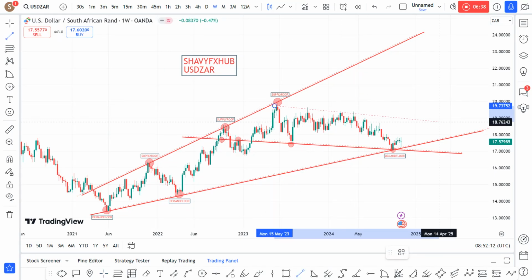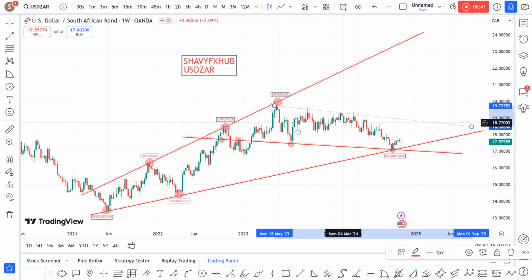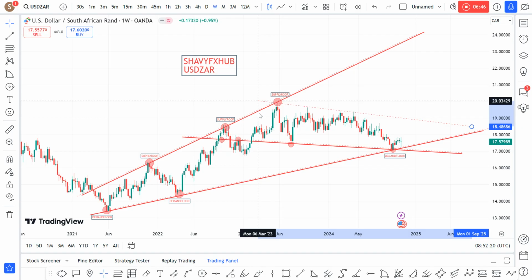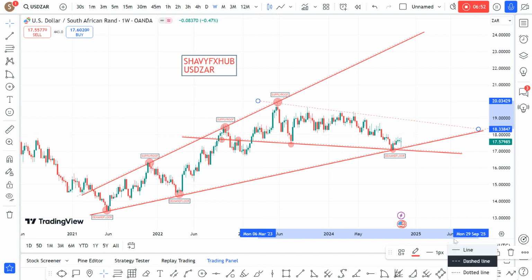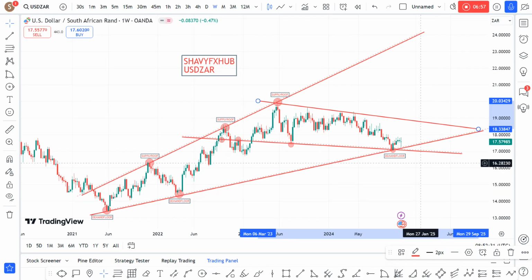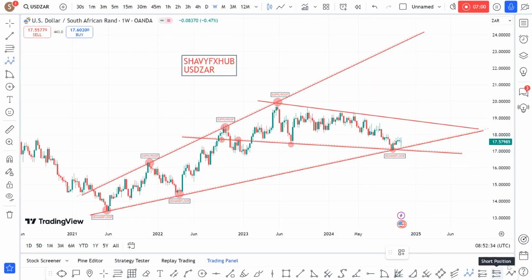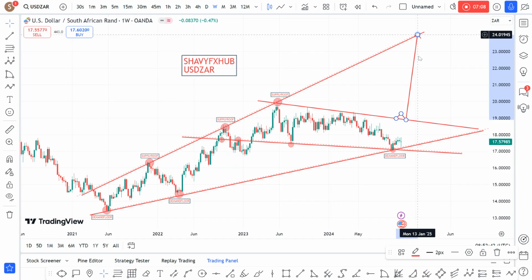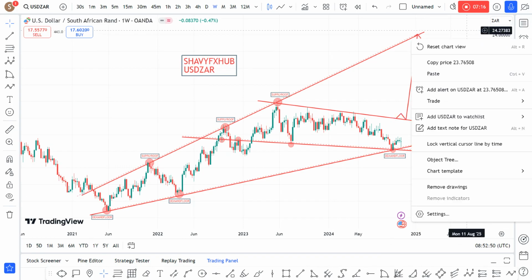A breakout from a descending trend line will be on the watch. We want to see price break out from this descending trend line, where a breakout will further expose price with a stronger buy confirmation. If price breaks this structure, then we are ready to see one dollar exchanging for 24 rand. It is structure, it's not a gimmick.